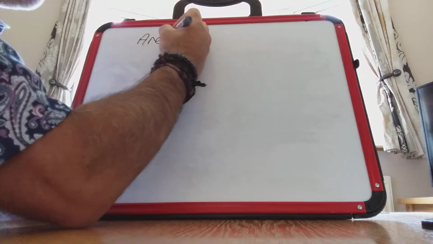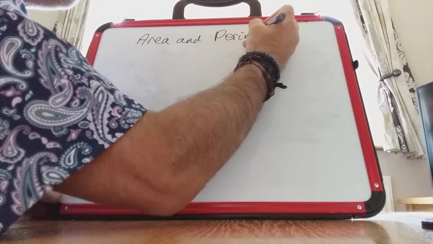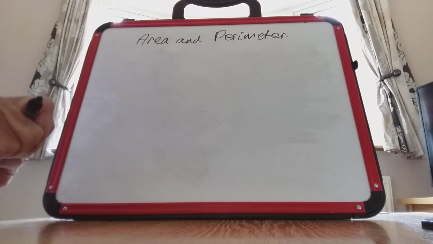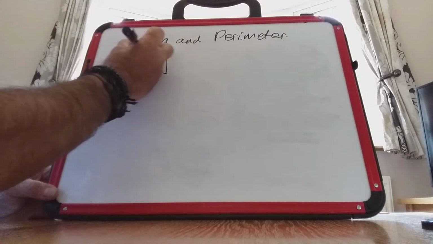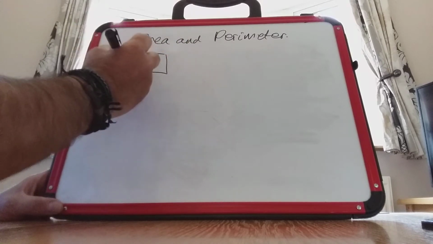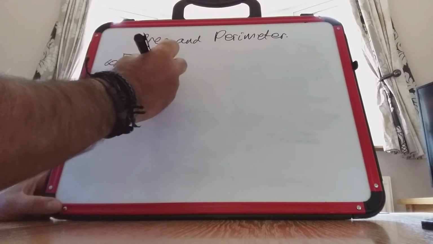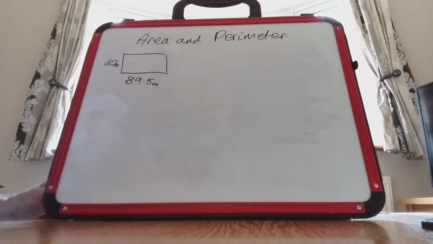Okay, so in this lesson we're going to talk about area and perimeter. One of the questions in the document at the bottom of the page simply draws a rectangle, and I think the dimensions are 60 and 89.5 meters, and it simply asks what is the perimeter of this field.